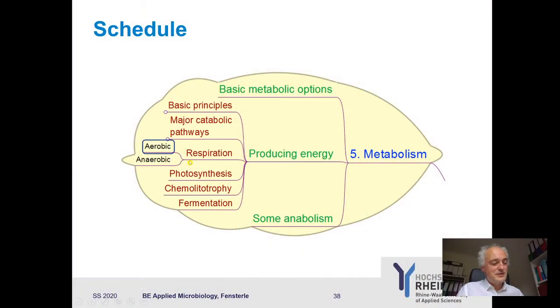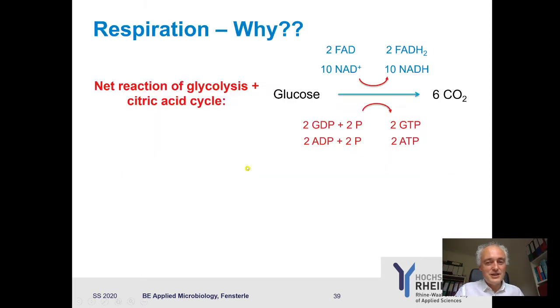We have talked about the citric acid cycle, and we have talked about the net reaction here. Now, if I look at the net reaction of glycolysis and the citric acid cycle, this is what I get at the end. I start with glucose, and I produce 6 carbon dioxide molecules if I couple glycolysis with the citric acid cycle.